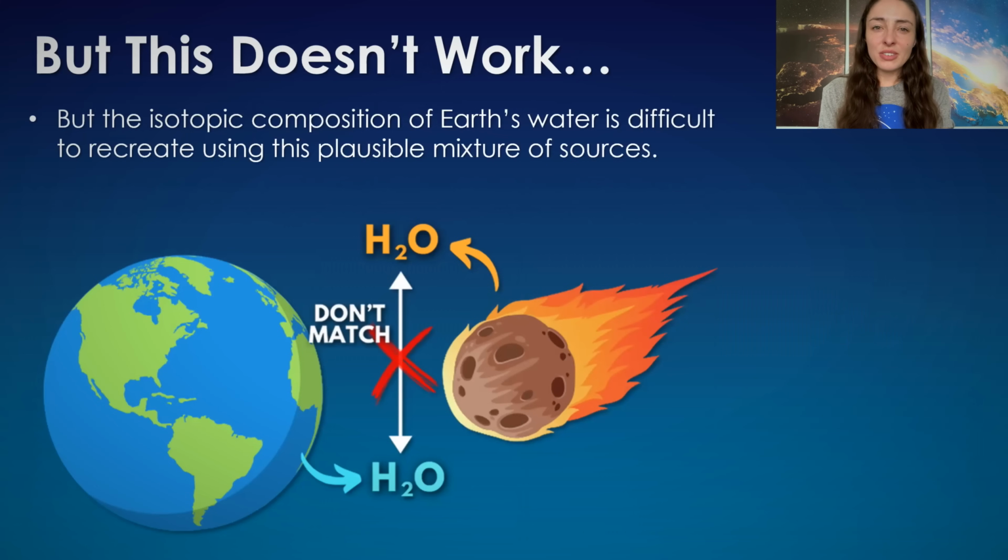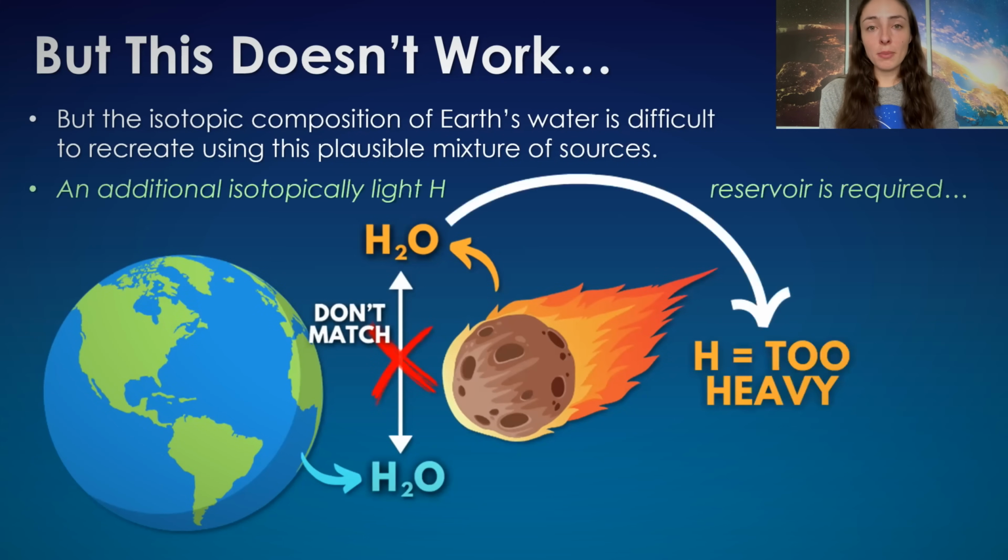But neither of these hypotheses fully work in order to perfectly recreate the chemical signature or isotopic composition of Earth's water. In other words, the hydrogen isotope composition within water from asteroids from the asteroid belt, for example, it's too heavy to account for the lighter hydrogen isotope signature of Earth's water. So what does all this mean?